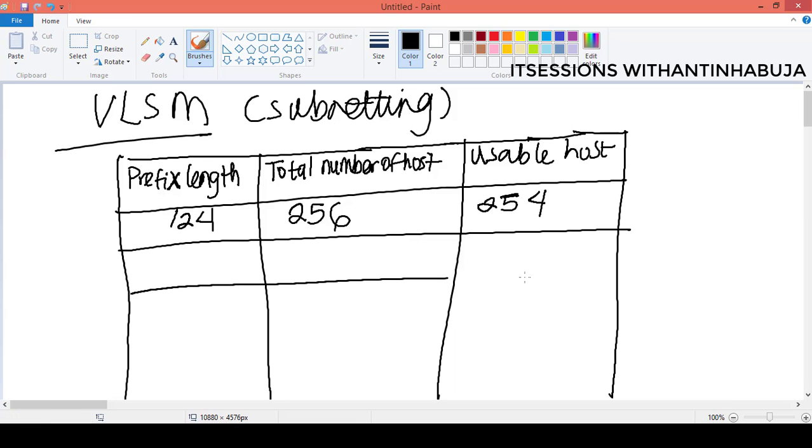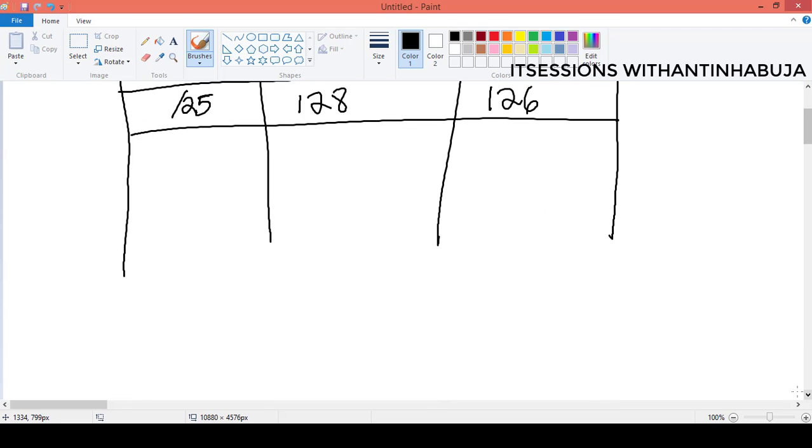The next will be /25. For /25 we have 256 divided by 2, which is 128. 128 minus 2 is 126. So I'm going to apply this to the others.